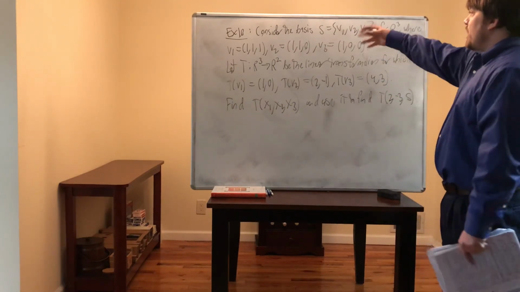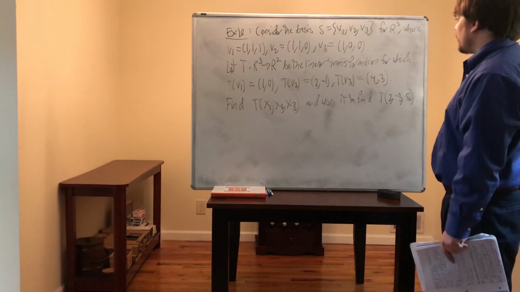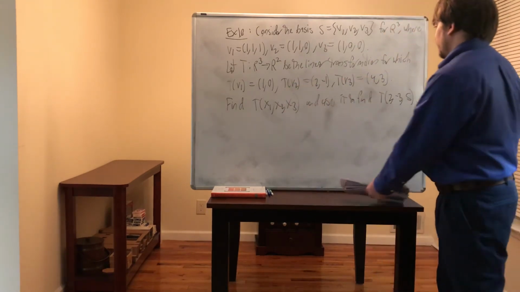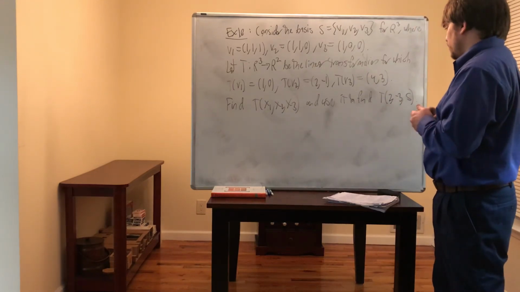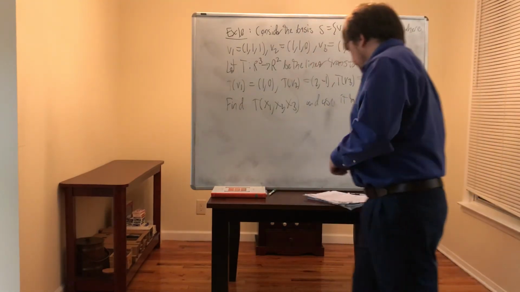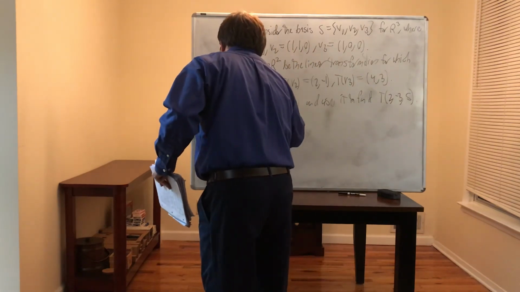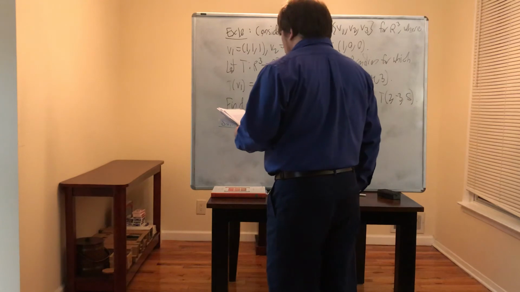Okay, so that's the basis for R3. Those three are the vectors. Let T from R3 to R2 be the linear transformation for which T of v1 is this, T of v2 is that, and T of v3 is that. Find T of x1, x2, x3, and use it to find T of 2, negative 3, 5. Okay. So I'm going to use another marker. So solution. Solution is going to be blue. Okay.